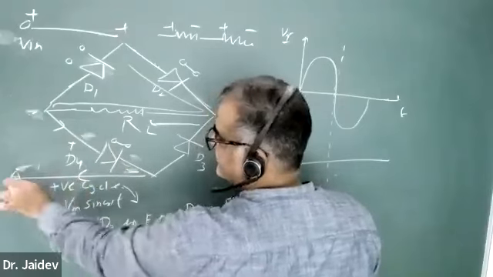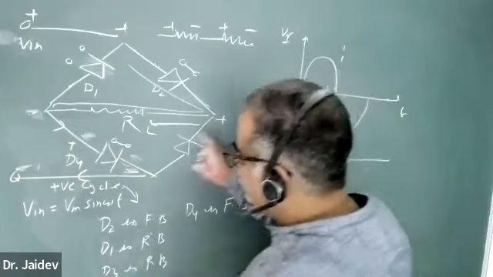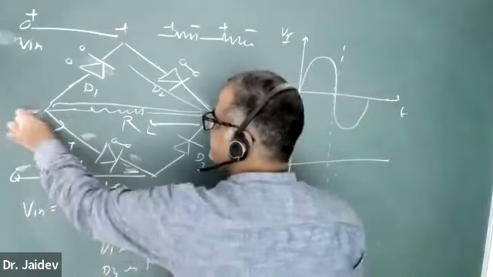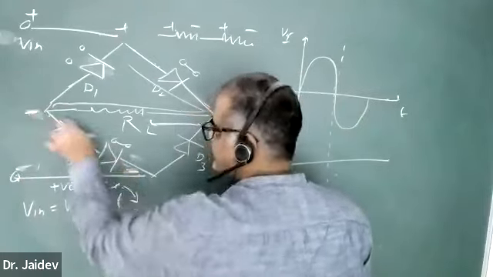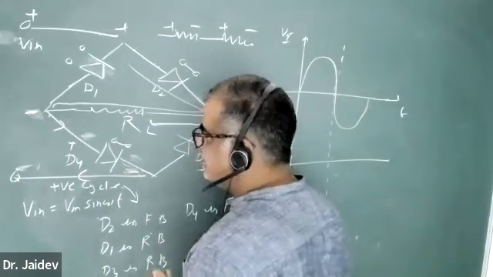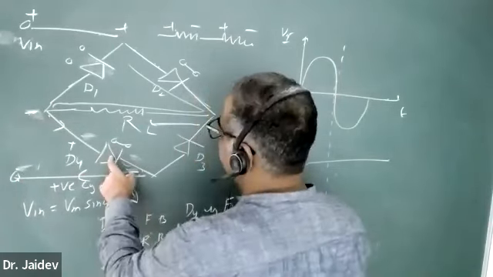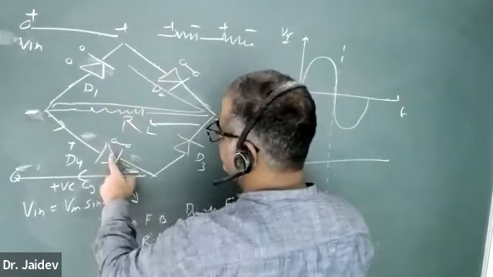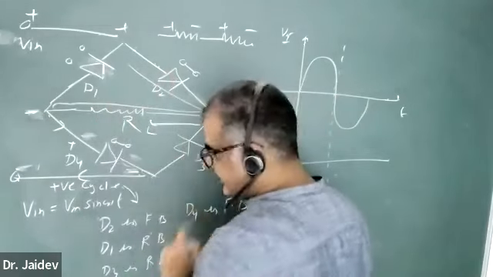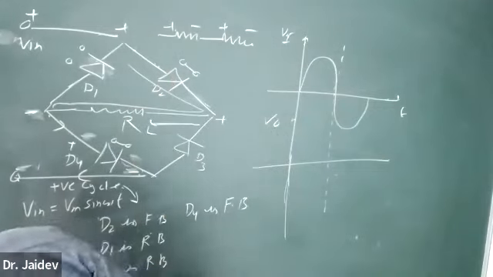Okay, so you can do it like this. You cannot put two minus like this. You can say plus, this is minus, and this is also minus. So minus is not possible. Otherwise, how will current flow? Okay. So this is your short circuit, this is short circuit, this is short circuit. This is open circuit, this is open circuit for your first positive cycle.